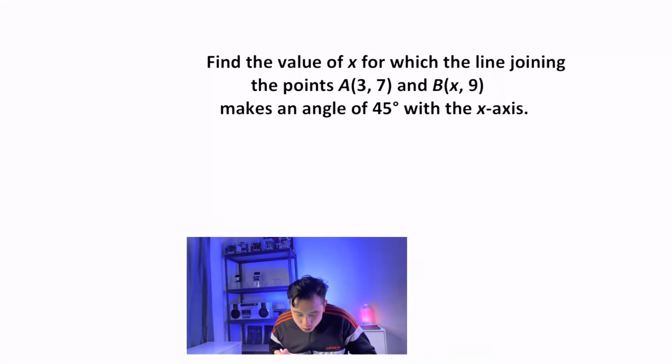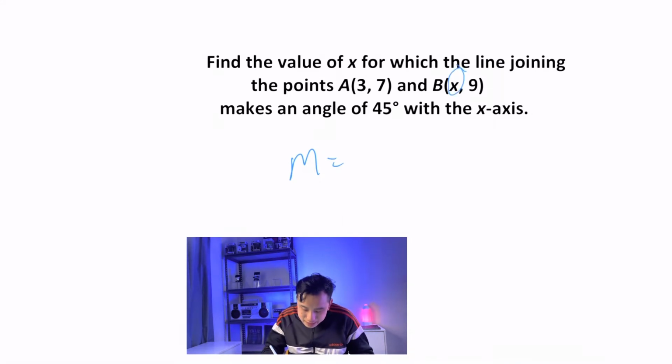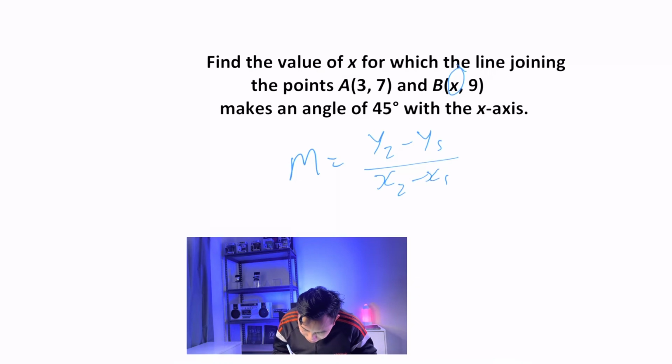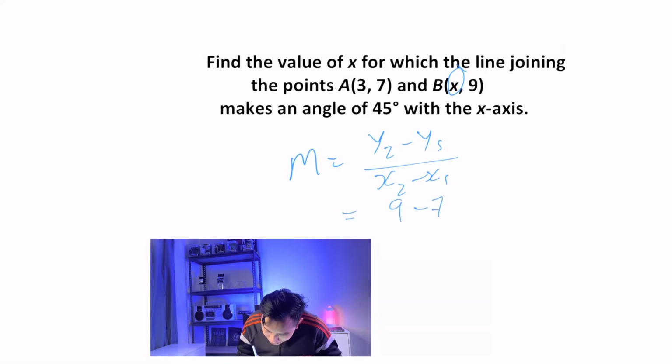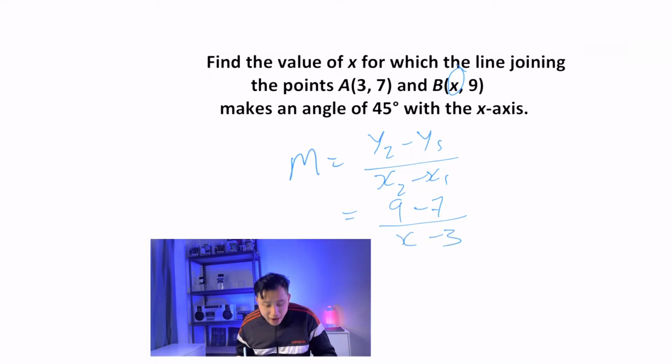If you read this question, it goes, find the value of x for which the line joining the points (3, 7) and B, which is (x, 9), makes an angle of 45. In all questions, your goal is to find the pronumeral. The pronumeral here is currently the x value. So if you pull out your y2 minus y1 over x2 minus x1 formula, and you go 9 minus 7 over x minus 3, you can find x provided you know how to find the m value.